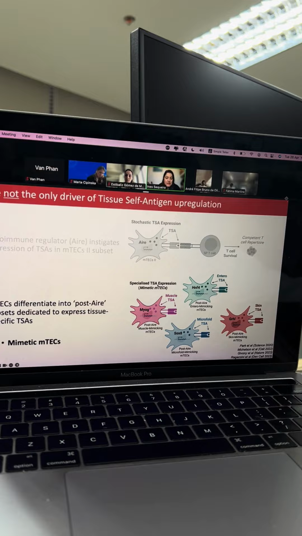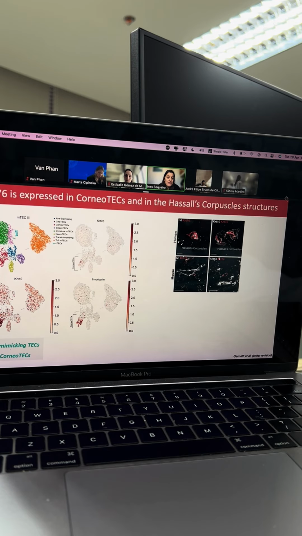Each of them is specialized in the expression of different TSAs. They don't all express all the TSAs, but there are superpopulations that are mimicking the muscle or mimicking the microfold cells, and there's a superpopulation of thymic epithelial cells that are corneocytes that mimic the skin. So these are called the mimetic mTECs. And interestingly, keratin 7.6 is expressed particularly in the corneocytes, in the subpopulation of thymic epithelial cells that express skin-specific TSAs. And keratin 7.6 is actually expressed in this structure called the Hassall's bodies, where you have differentiated thymic epithelial cells.